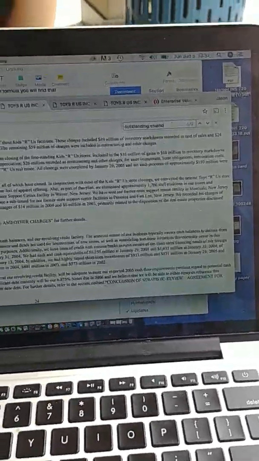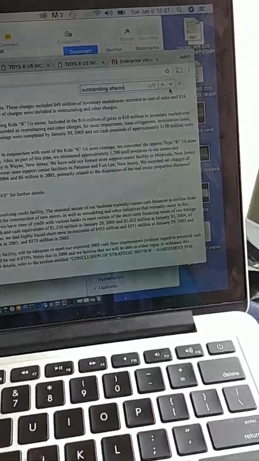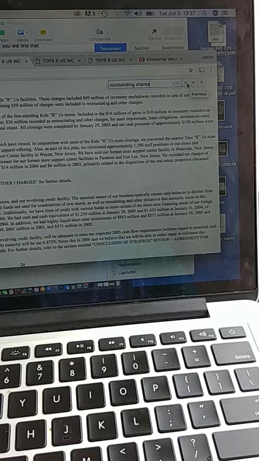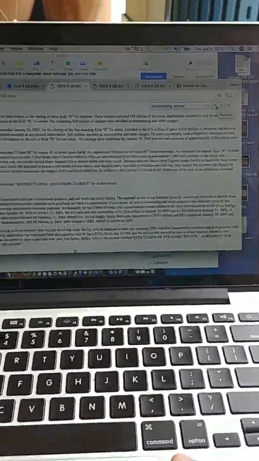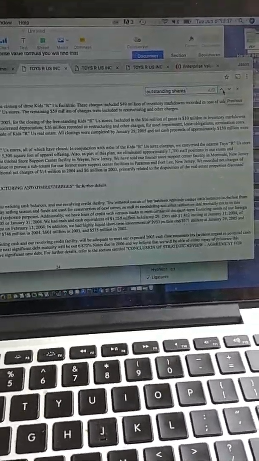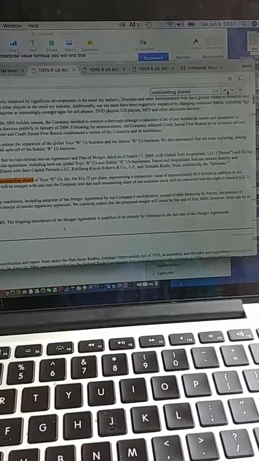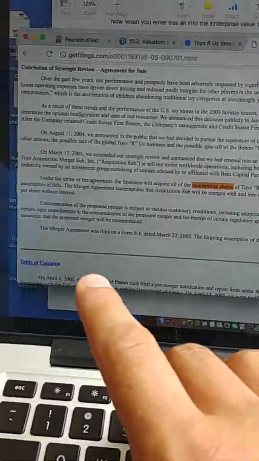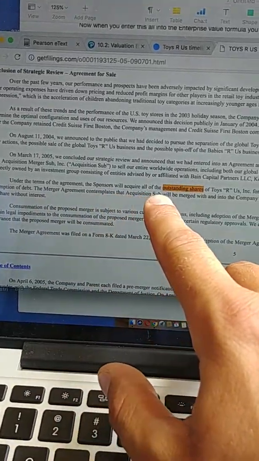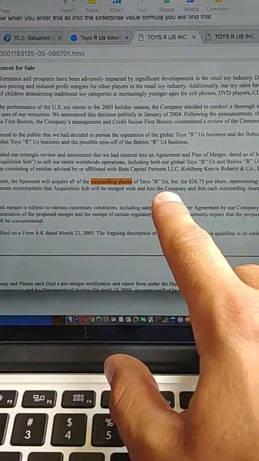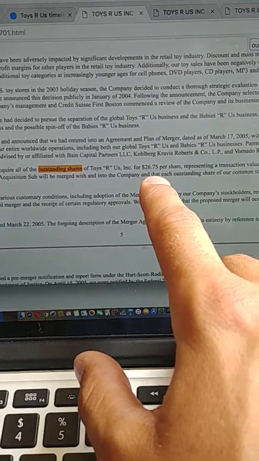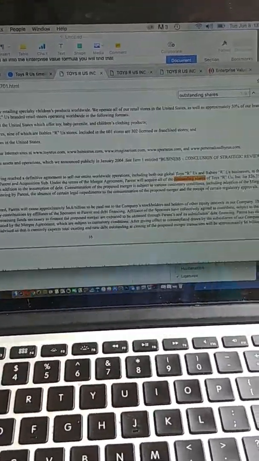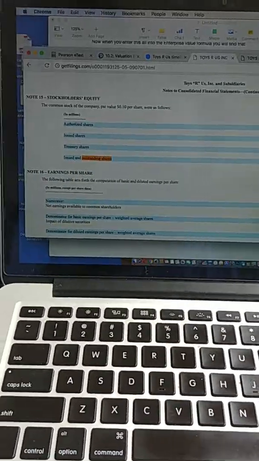To find the market value of equity, you type in outstanding shares, and you look for the number of outstanding shares, and then you also need to find what each share is valued at, and you multiply that by the number of outstanding shares. So right here, you find that under the terms of the agreement, the sponsors will acquire all the outstanding shares of Toys R Us Inc. for $26.75 per share. All right, so that's what each share costs. Now we need to find how many of those shares there are.